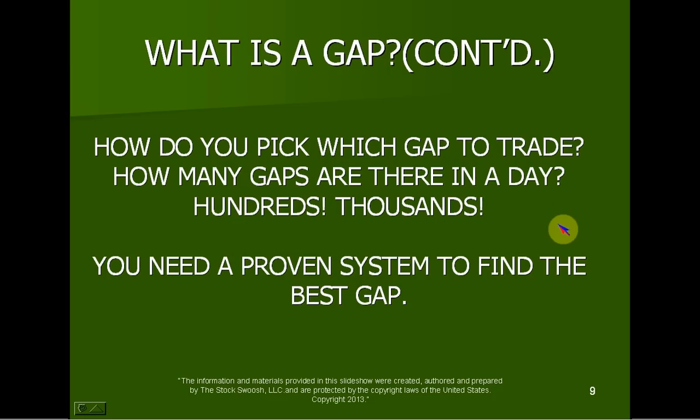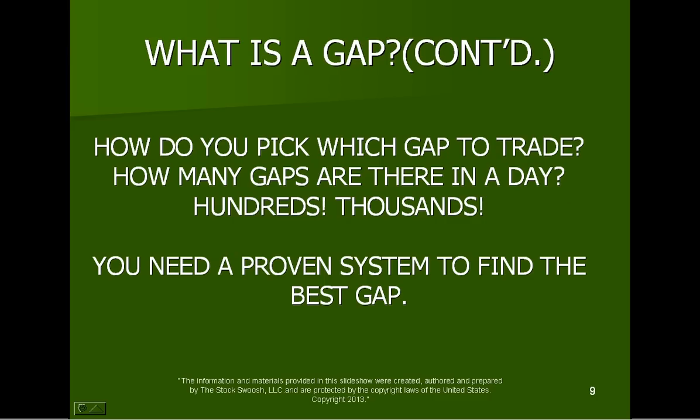So how do you pick which gap to trade? And how many gaps are there in a day? Hundreds and hundreds and thousands. In fact, almost everything gaps every day. Now, does that mean everything that gaps is tradable? No. Something could close the night before at $30 and open the next day at $30.10. That may not be a gap that I consider trading. So it has to be a consequential gap, or a gap that meets certain requirements. But the reality is that almost everything gaps every day. It's very rare that something closes at $30.02 tonight and would open tomorrow morning at $30.02. So you really need a proven system to find the best gap.